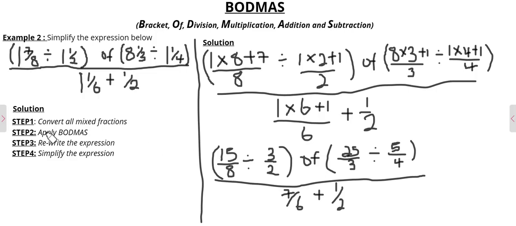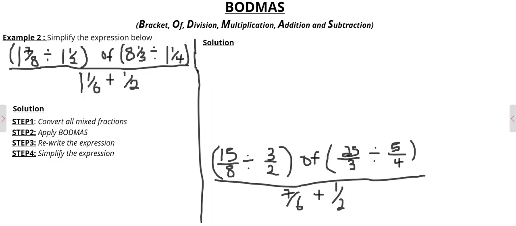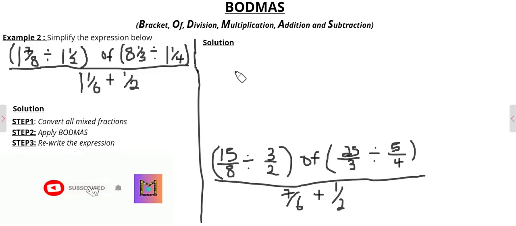Now let's see the next step, which says apply BODMAS. Now if you look at the BODMAS, we have bracket first. A bracket simply means I'm going to treat the terms in the bracket first. After treating the terms in the bracket, then we go with off, which is the next one. So I'm going to wipe this part of the board so we can continue. Just so we are all on the same page, I wiped the top part of the board.